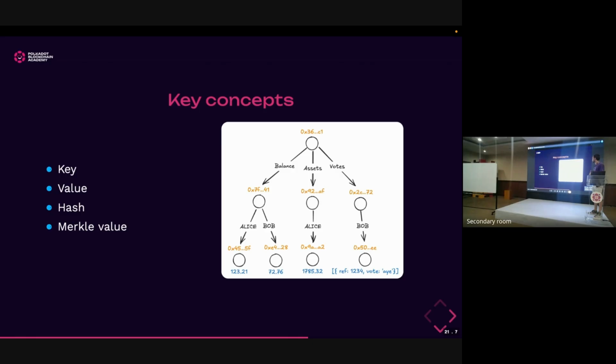Okay. So this is just a bit more recap. The key concepts of this are that you have a key, which in this case is the union of that, so balance Alice. Then we can have a value, which is that. We can have a hash. A hash is just the hash of the value. And the Merkle value is one of these intermediary points, essentially.